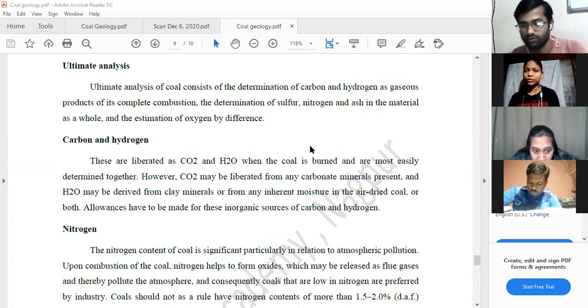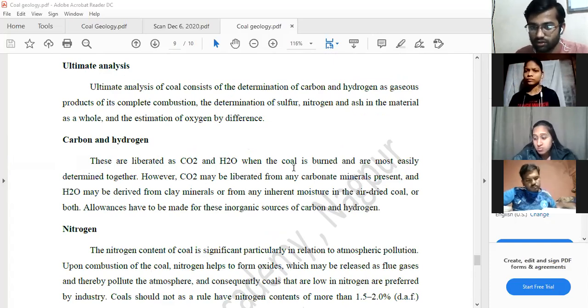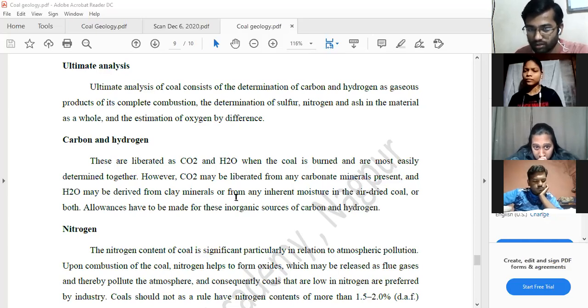Carbon and hydrogen. Okay, for calculation of carbon and hydrogen we need to liberate CO2 and H2O because they are containing carbon and hydrogen. So coal is burned most easily. Burning of coal will release CO2 and H2O, and we can easily calculate carbon and hydrogen content from them. Clear? We have instruments again, no need to worry about them. Just remember we need to analyze for carbon and hydrogen.